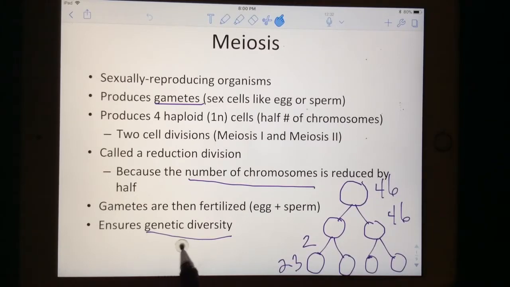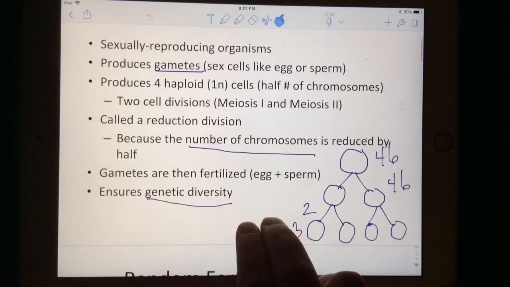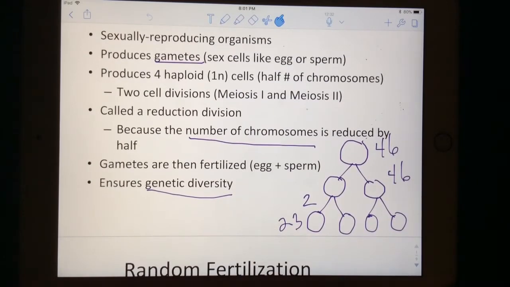It creates genetic diversity, so it allows us to have offspring that are all genetically different from each other. And then it also alters the chromosome number so that when an offspring is produced, it has the correct number of chromosomes. So down here at the bottom, my fantastic drawing skills.